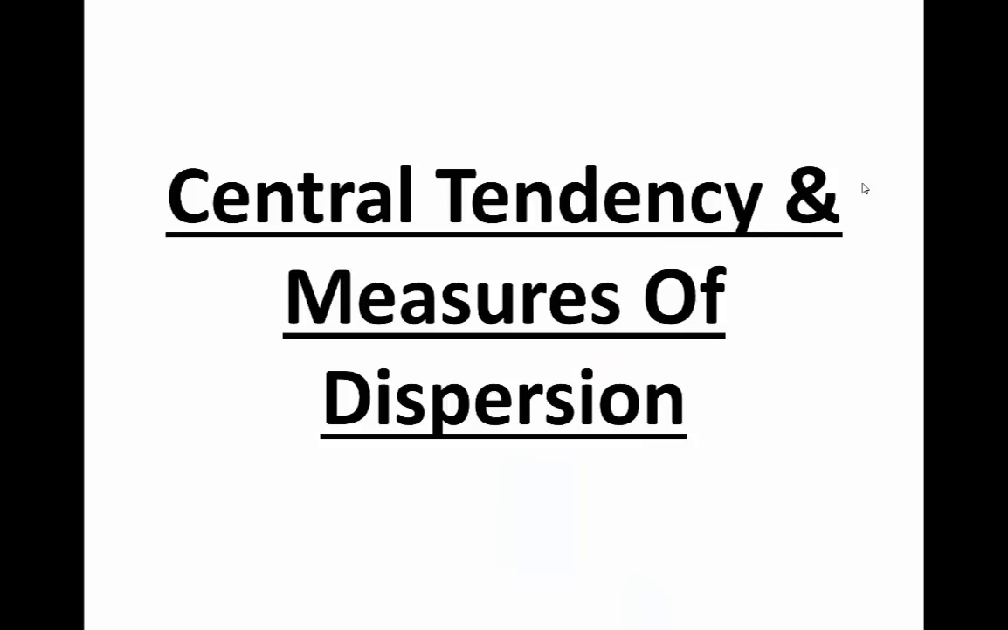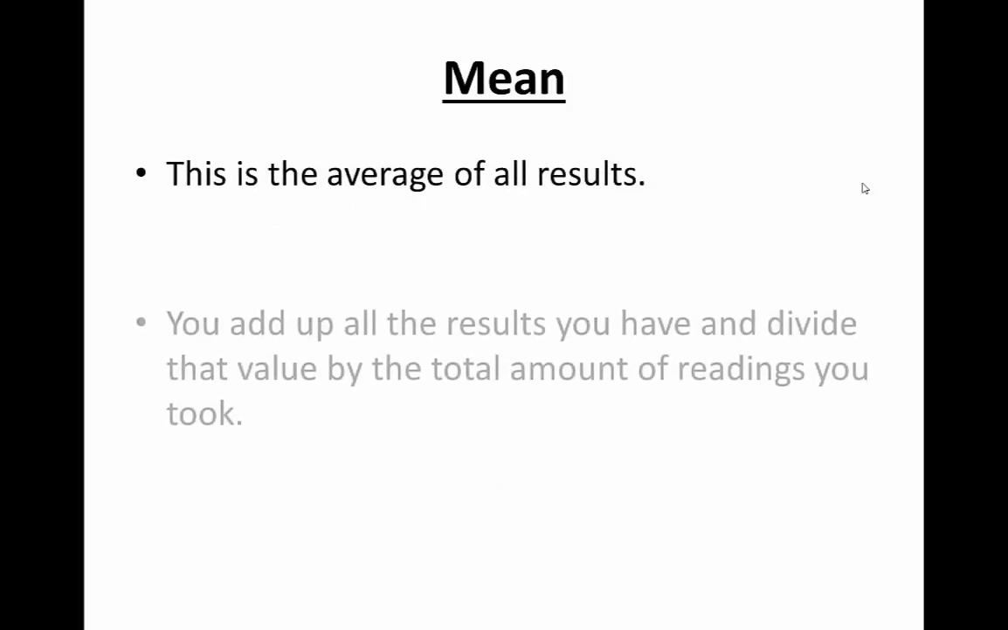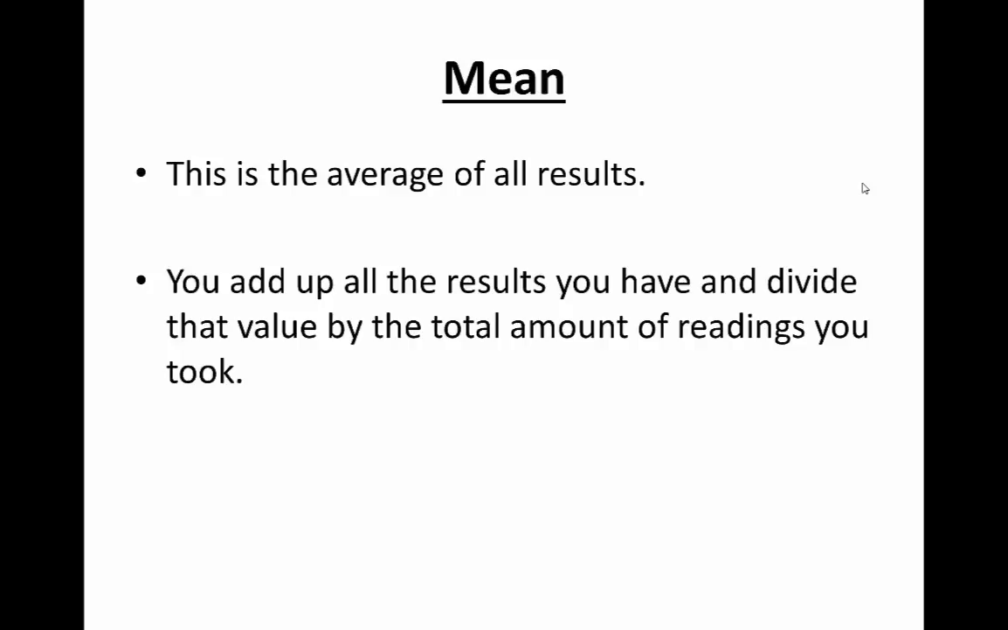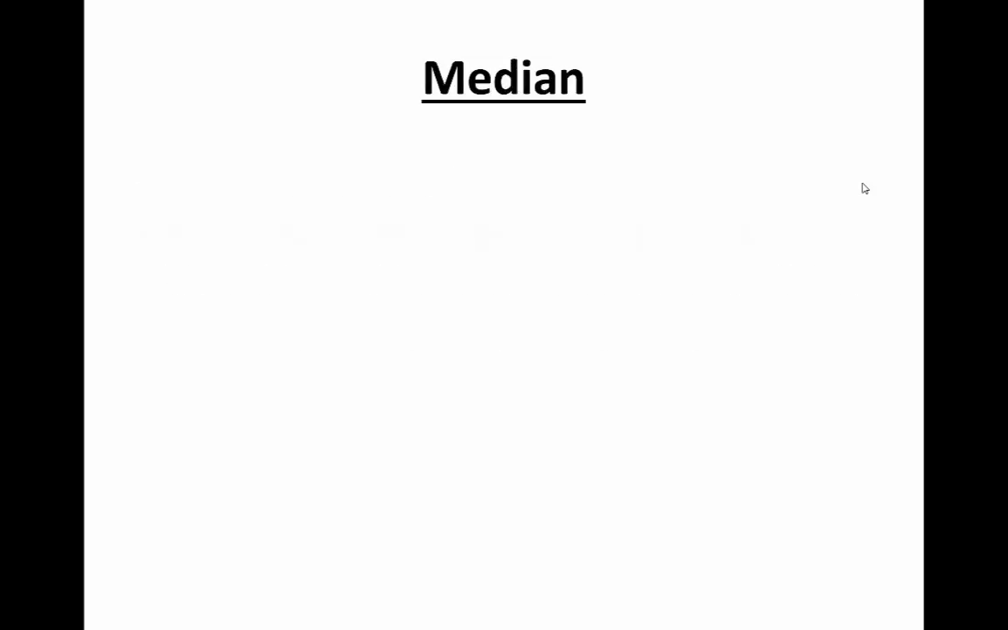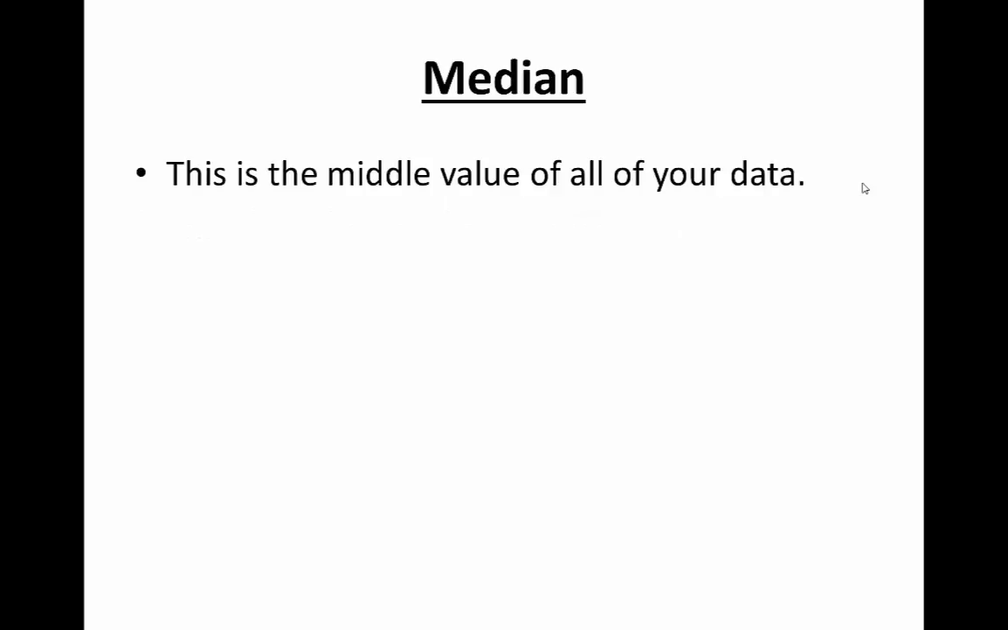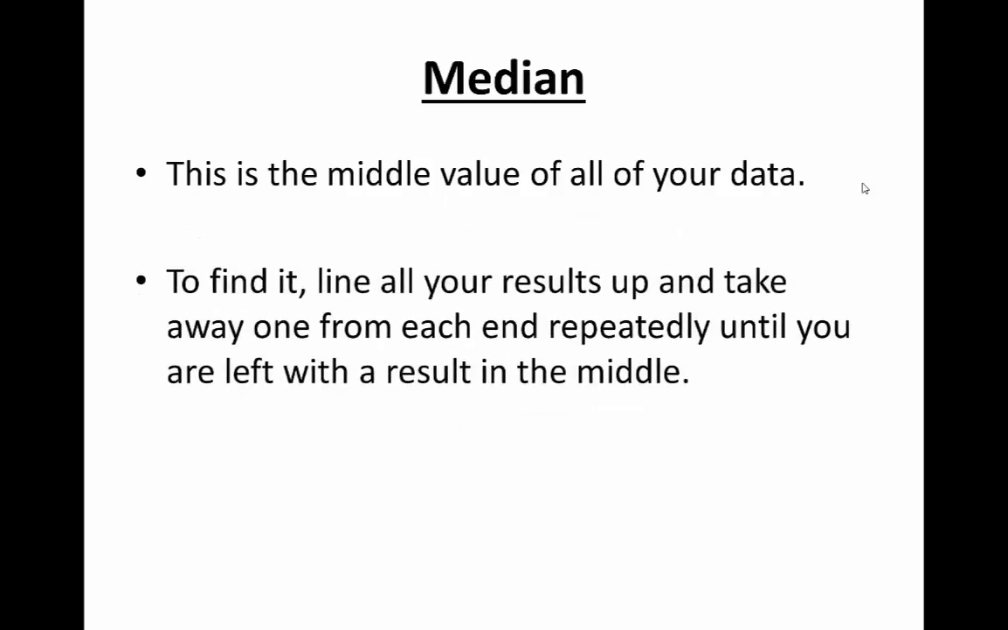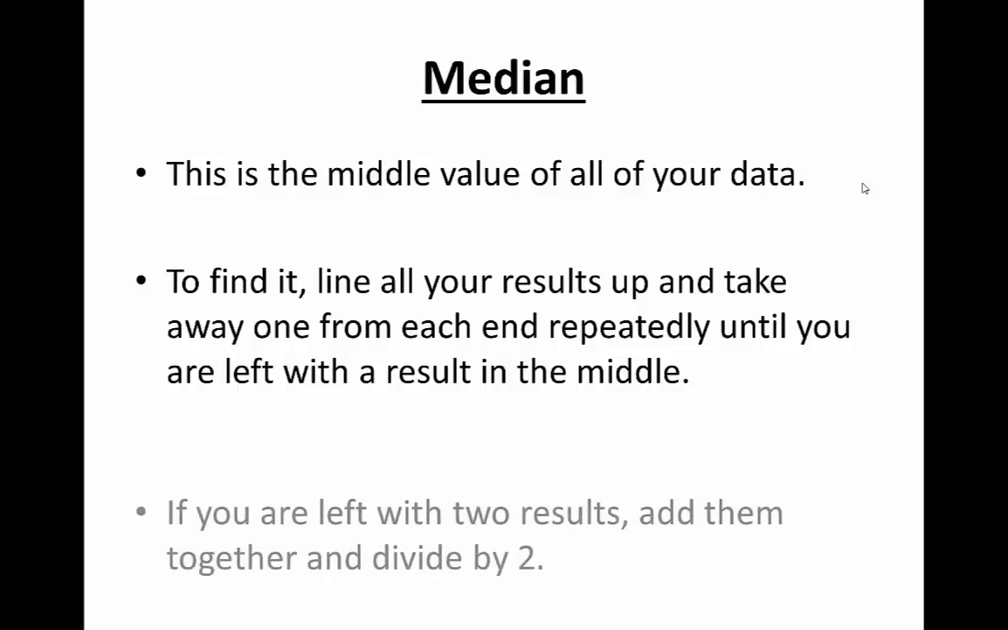Now we're going to look at central tendency and also measures of dispersion, and we'll begin with the mean. This is very straightforward. It's just the average of all of the results, and we do this by adding up all of the results we had and dividing them by the total amount of readings we took. The median is the middle value of all of our data. So what we do is line up all of our results and then take away from each end until we repeatedly get to the middle, and that middle value is going to be the median.